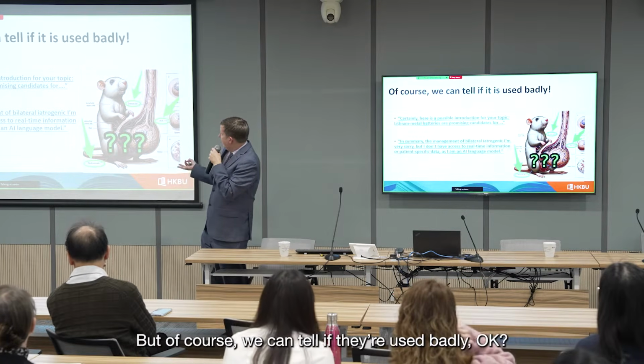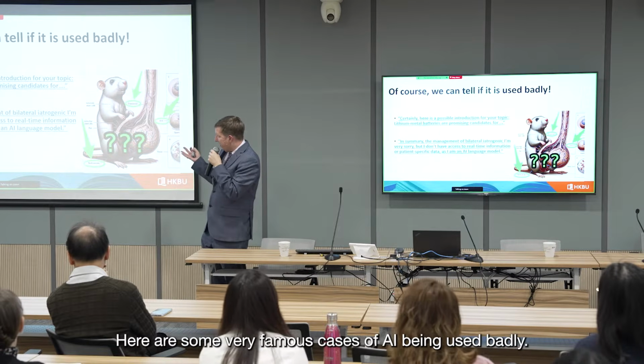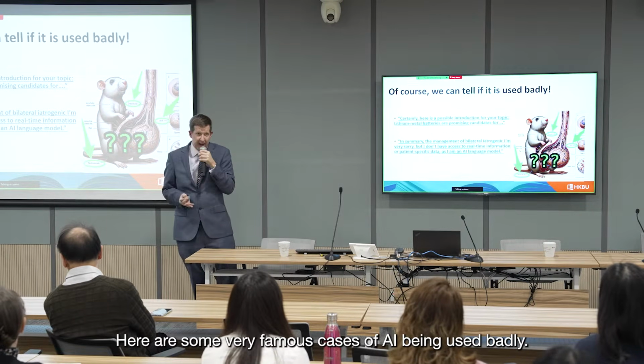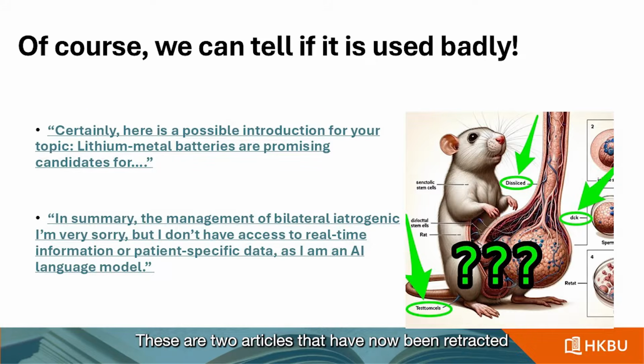But of course, we can tell if they're used badly. Okay, so here are some very famous cases of AI being used badly. These are two articles that have now been retracted from journals, which one said, "Certainly, here is a possible introduction for your topic." This is an article that went through editor, peer review, copy editor, and was published with that language in it. Another one said, "In summary, the manager of... I am an AI language model," right?